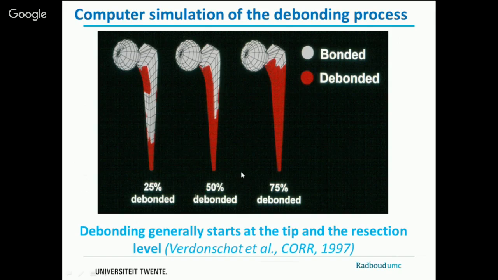So if we calculate the stresses between the implants and the cement, we can calculate where it will start to debond. That's where the highest shear is or the highest tension. And typically it starts at the tip and on the proximal side. And then if this is debonded, the stress peaks go up here, and this debonded region grows until the whole implant is debonded. Okay? So debonding generally starts at the tip and at the resection level.